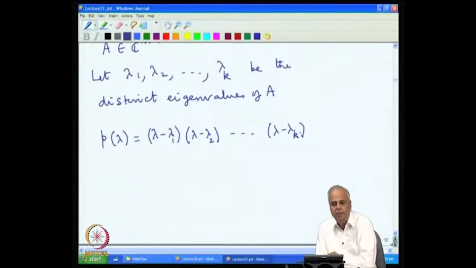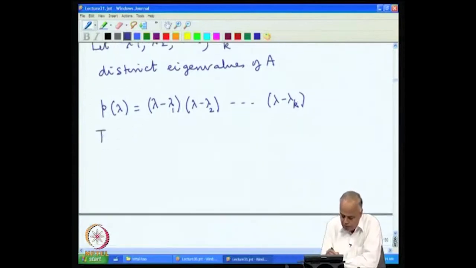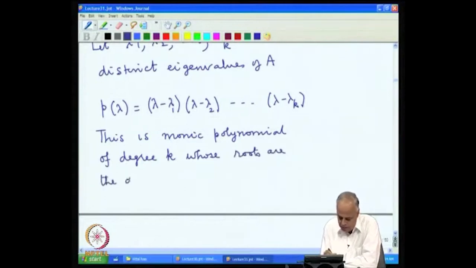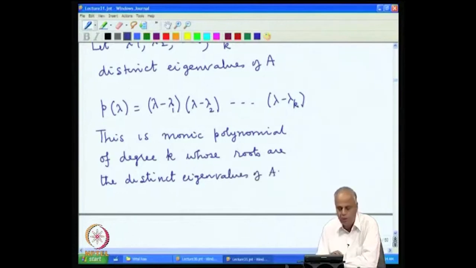So this is a polynomial of degree k whose roots are lambda 1, lambda 2, ..., lambda k. This is a monic polynomial because the highest power has coefficient 1. It is a monic polynomial of degree k because there are k factors, and its roots are the distinct eigenvalues of A. Lambda 1 is a root, lambda 2 is a root, lambda k is a root.